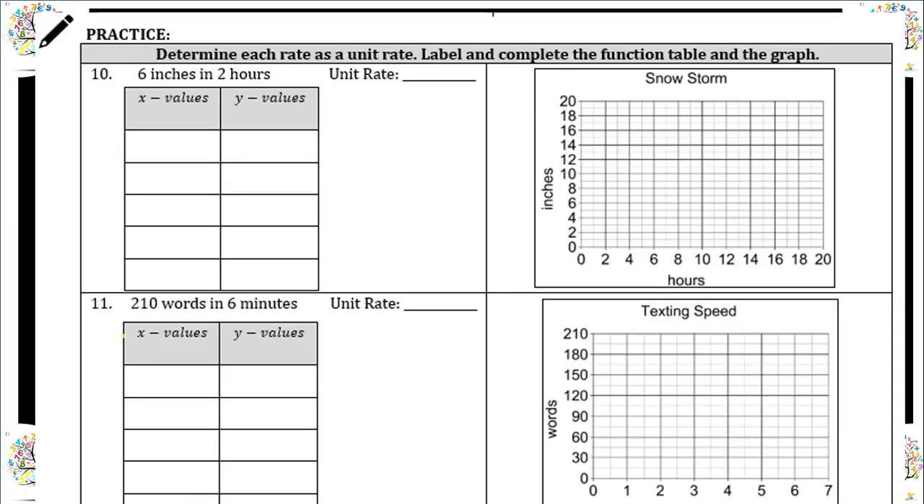Okay, pause the video, find the unit rate for each of these. Make sure you label what your X and Y values are. Let's always start with 0, 0 is our first ordered pair. Graph your ordered pairs and connect the points if needed.